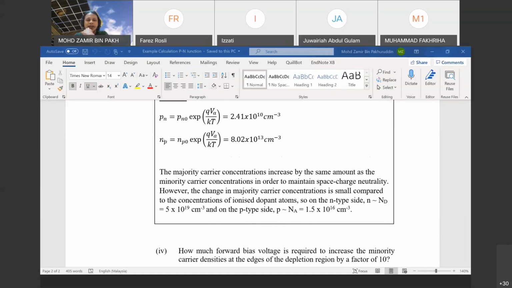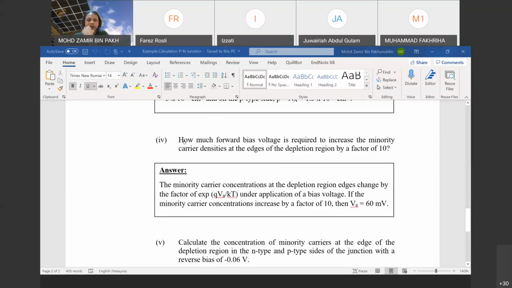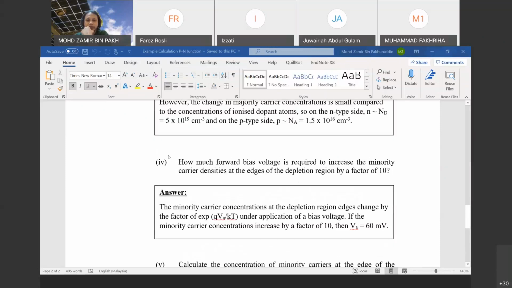Good. And Pn over Pn naught is the ratio of increase, if you compare under bias condition versus thermal equilibrium. If the comparison is 10, the ratio is 10, then Pn over Pn naught should be 10. So the minority carrier at the edge of the depletion region changes by a factor of exponential qV over kT. Remember last time we discussed that when you increase the applied forward bias, the minority carriers at the end of the depletion region will increase accordingly.